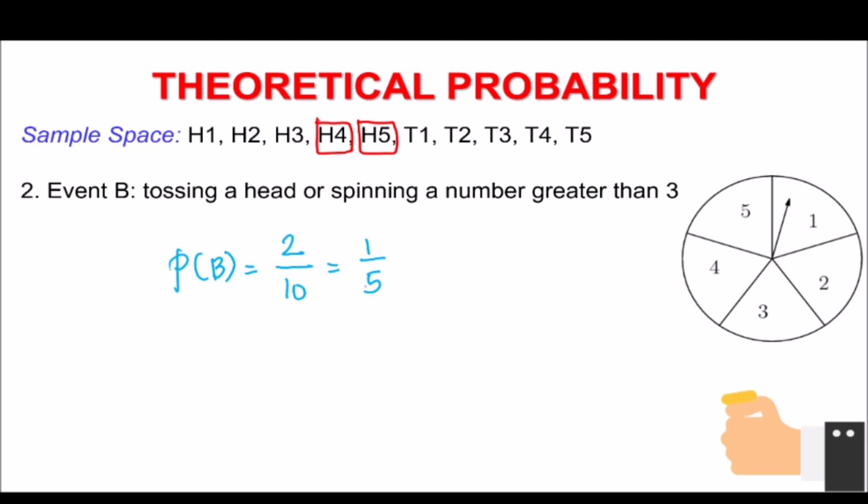So that's it. That's how you use the concept of theoretical probability when you are computing the probability of an event. It is different from experimental probability because experimental probability is based on observation, while theoretical probability is based on expected outcomes. Okay? So I hope you understand how to compute theoretical probability.